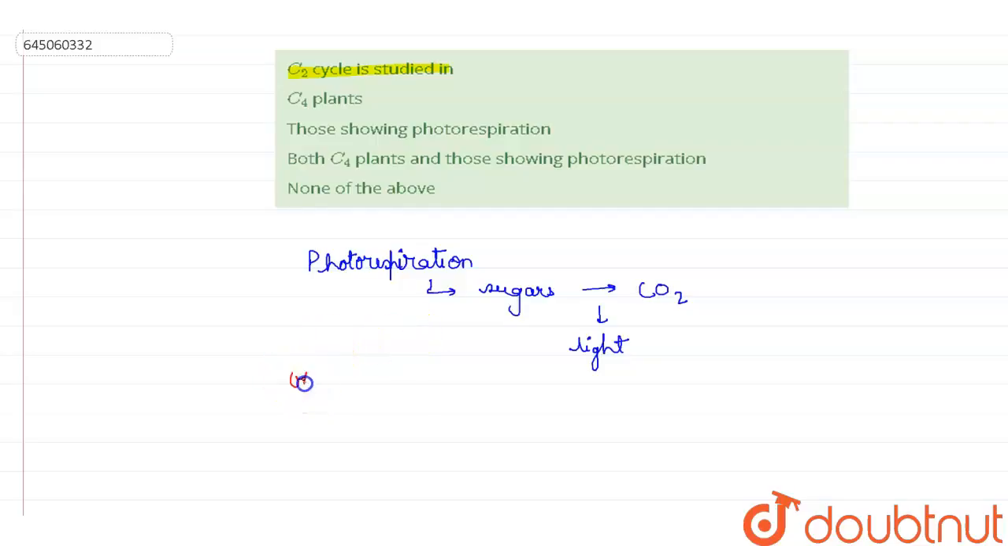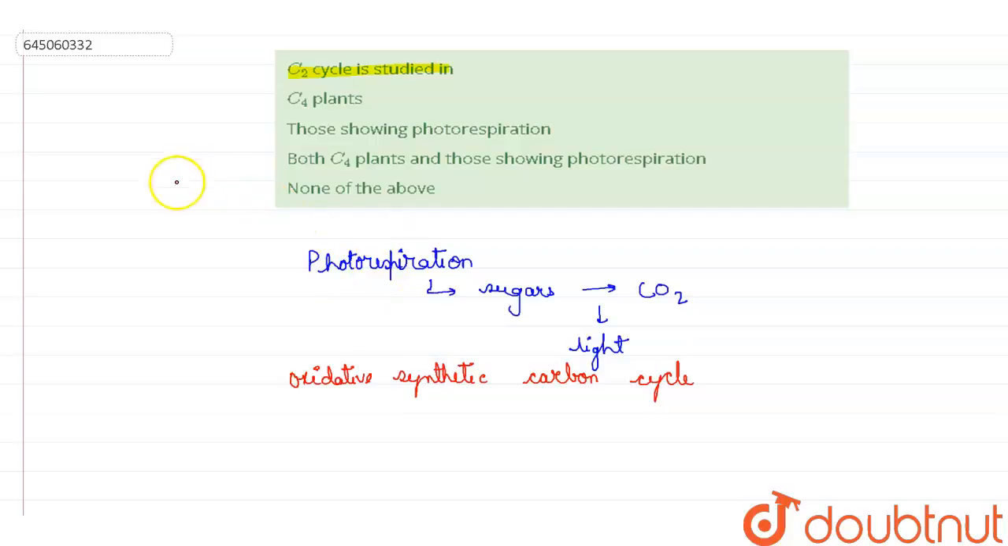So it is also known as the oxidative photosynthetic carbon cycle. This is known as the C2 cycle. The term oxidative photosynthetic carbon cycle is used to be consistent with the term reductive photosynthetic cycle, which is known as the C3 cycle. So the C3 cycle is the reductive cycle, and this is the oxidative cycle.